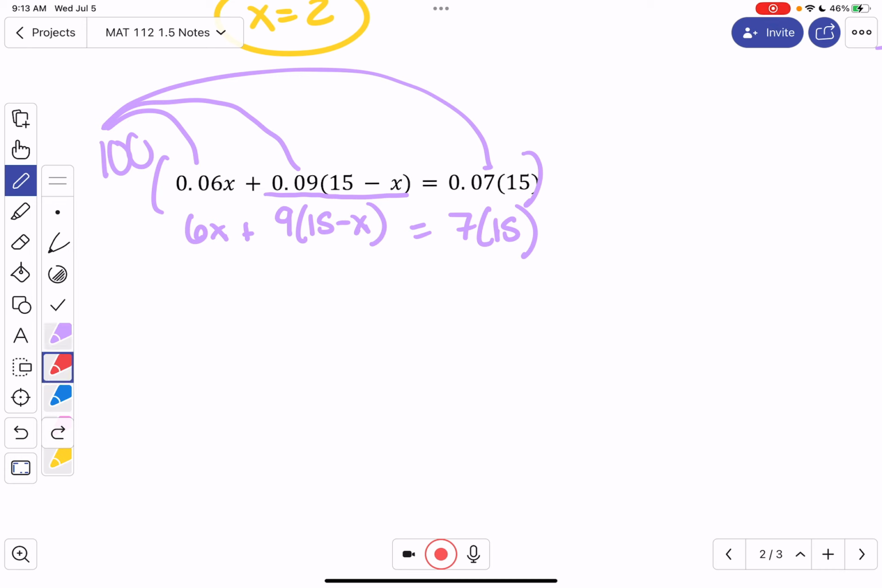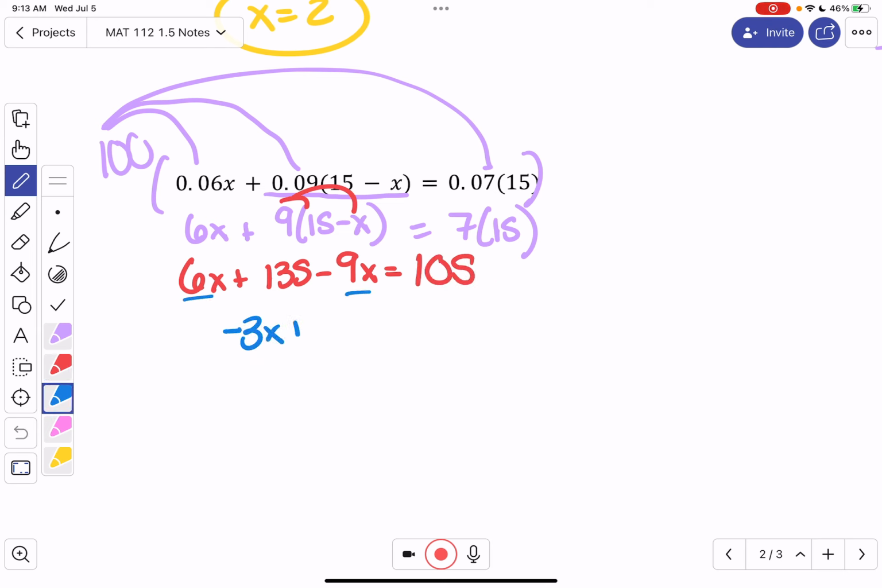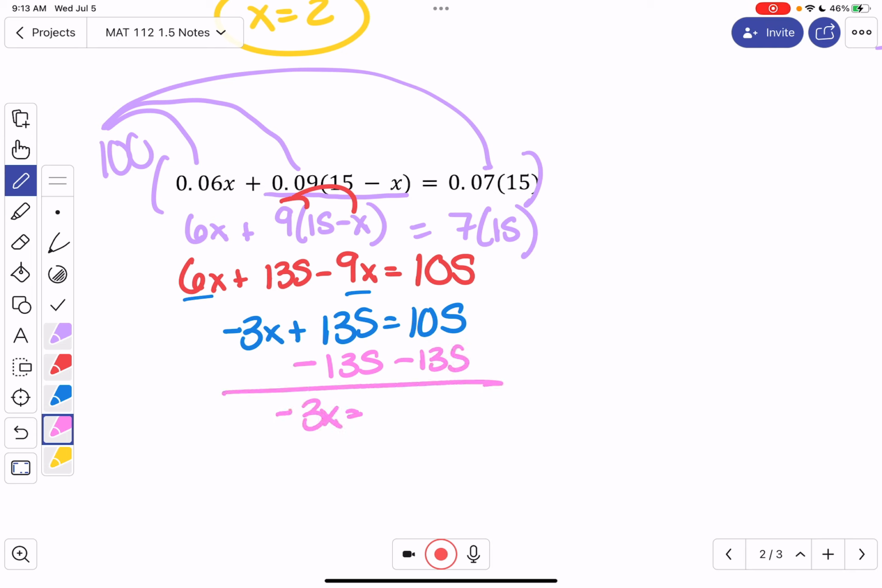Now again, we solve like the first one. So we're going to distribute, and 9 times 15 is 135, minus 9x, and then 7 times 15 is 105. Combine like terms. Subtract 135 from both sides. And then divide by negative 3 to get the x alone. We have x equals 10. So that's how you solve equations.